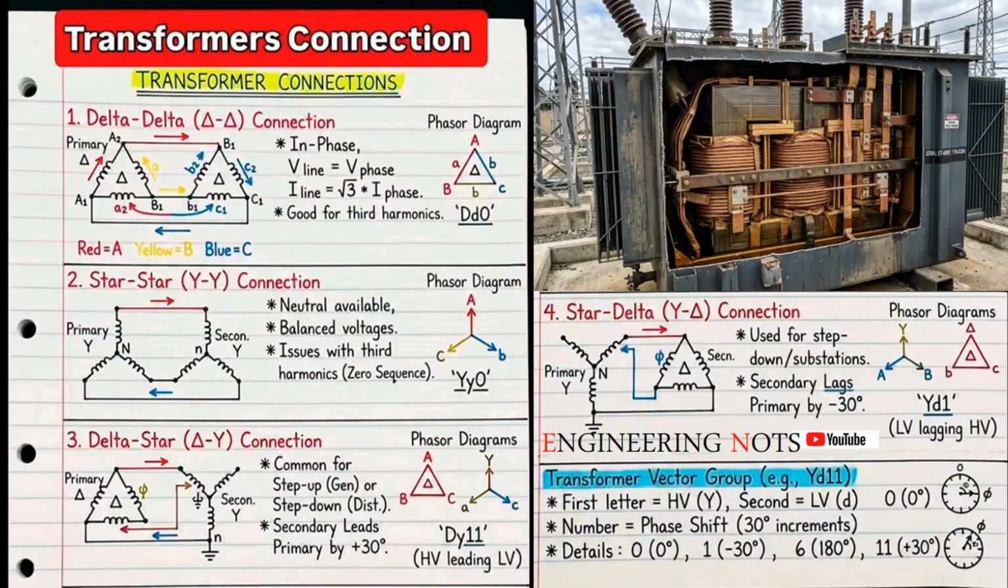paralleled. By the end of this short lesson, you'll understand all four main connection types. Delta-delta, star-star, delta-star, star-delta. And you'll also understand vector groups. Let's get into it.